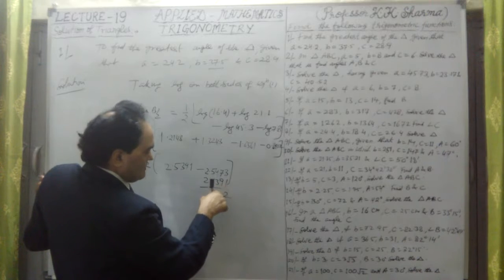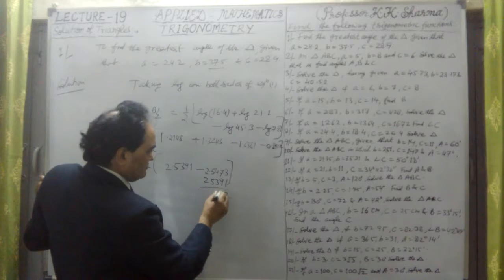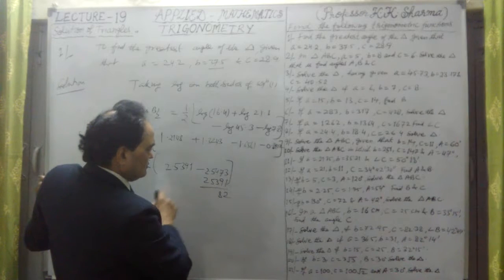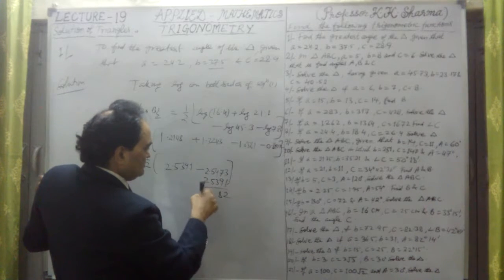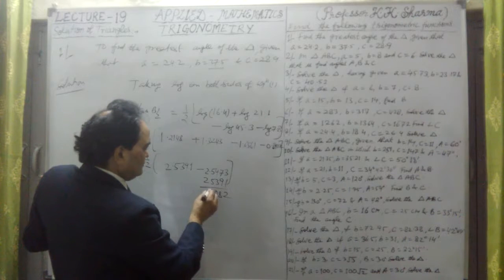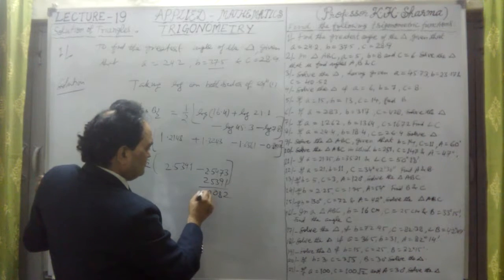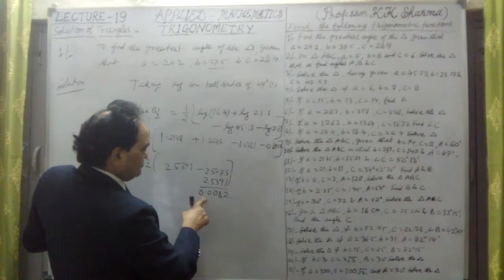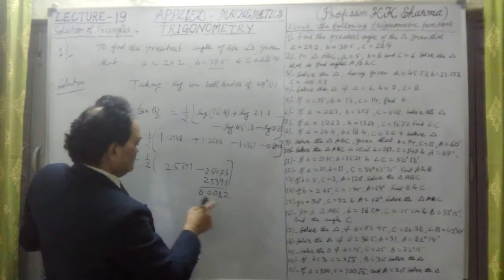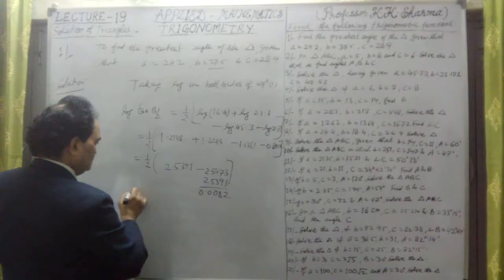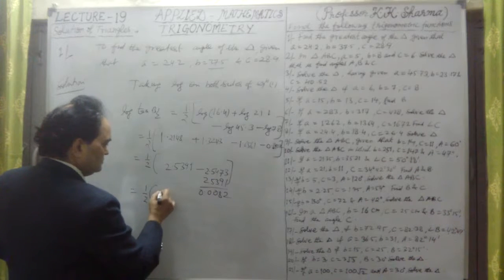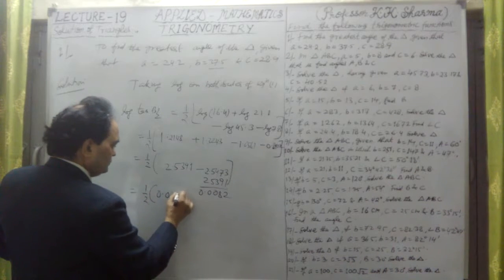Then 17 minus 9 is 8 here. Okay, 1 carry, nothing, 0 only. Further 0, 0. So 0.0082 divided by 2. This is 1.2 here, 0.0082.